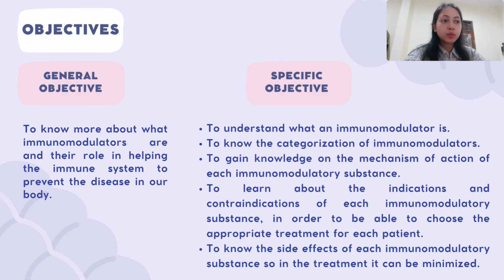For the objectives, the first one is the general objective: to know more about what immunomodulators are and their role in helping the immune system to prevent disease in our body. The specific objectives are to understand what an immunomodulator is, to know the categorization of immunomodulators, to gain knowledge on the mechanism of action of each immunomodulatory substance, to learn about the indications and contraindications of each immunomodulatory substance in order to choose the appropriate treatment for the patient, and to know the side effects of each immunomodulatory substance so that they can be minimized in treatment.